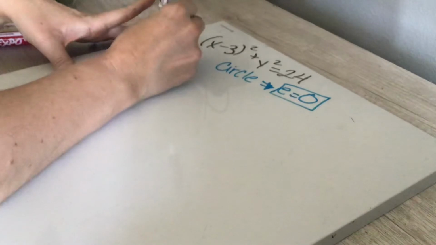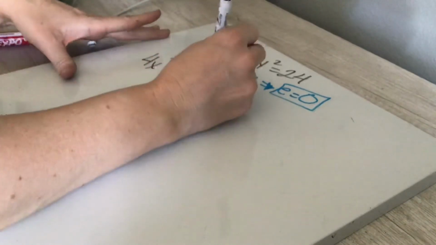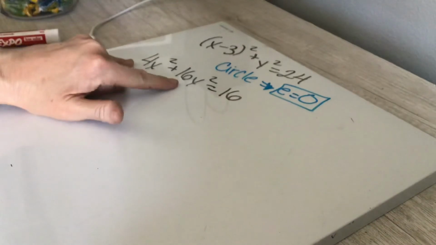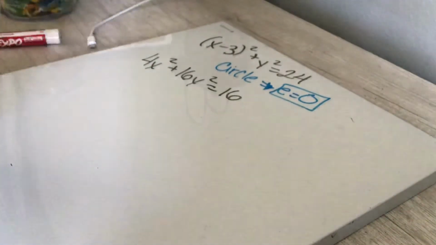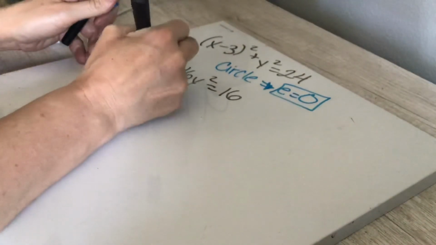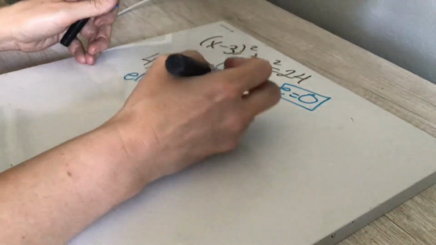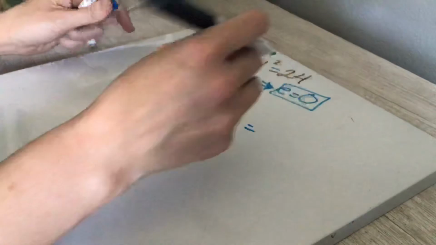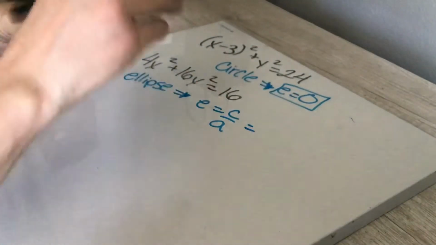Okay, 4x squared plus 16y squared equals 16. What conic section is this? Okay, the coefficients are the same sign but different numbers, so this is an ellipse. So it tells us that an ellipse is between 0 and 1. So we have to find it by taking C and dividing by A. Okay, so you have to find A, B, and C.